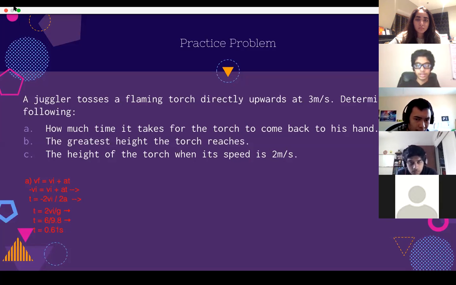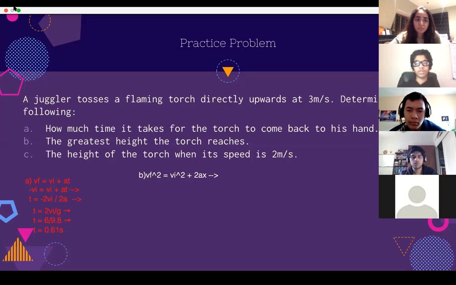So for part B, let me just change the color. For part B, we want to find the greatest height the torch reaches, and when the torch is at its highest point, its velocity is momentarily 0. So again, we can use this equation over here. Vf squared is vi squared plus 2a delta x. And again, we know at the top the velocity is 0, and the initial velocity is given as 3 meters per second. The acceleration is minus 9.8 meters per second squared always.